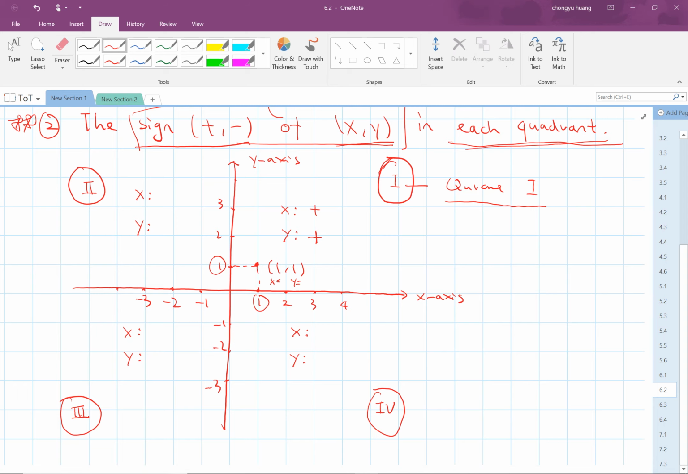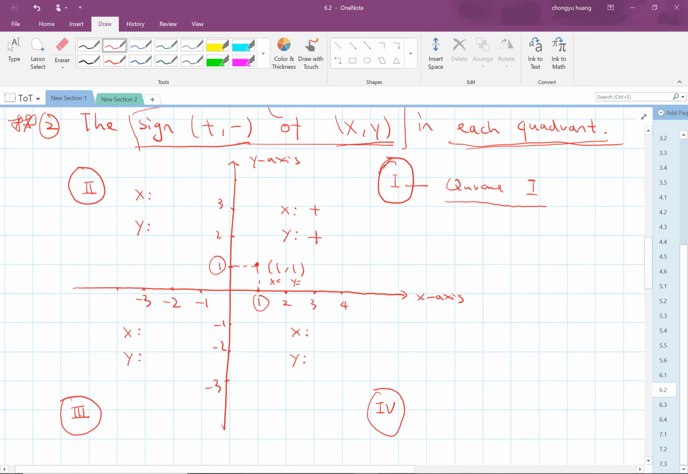Okay, so it can be easily tested. You can just plug in a point, just like what I do. Plugging a point in some coordinate, right? And so you will know it is positive or negative. So that's why I say you don't need to memorize. You can just basically test it right away.